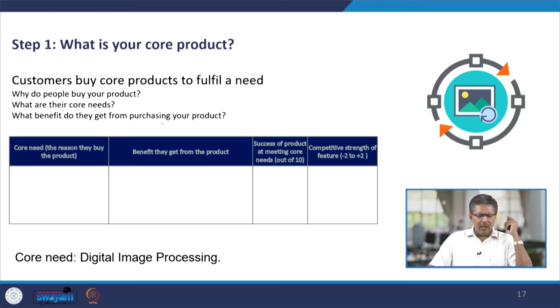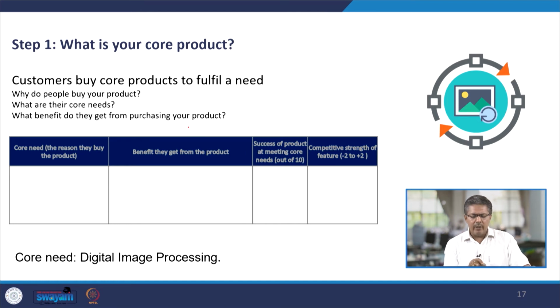So, can this theory which Kotler has proposed also be helpful to understand the B2B market? Let us see. Step 1 is: what is your core product? Customers buy core products to fulfill a need. So, the questions you need to answer are: why do people buy a product, your product or anybody's product? What are their core needs? What benefit do they get from purchasing your product?